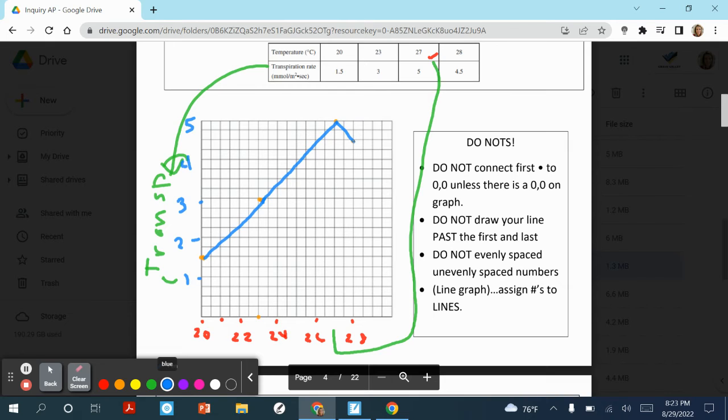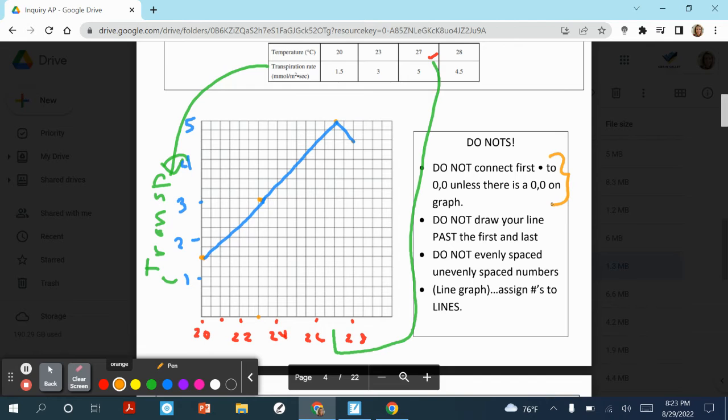Sometimes our data doesn't necessarily start at 0. Notice we didn't start at 0 degrees Celsius. Students sometimes always like to connect back to 0, 0, and that's not the case. If it tells you to graph and put a data point at 0, 0, then you'll connect back to it. But we don't always draw a line back to 0 and 0, okay?